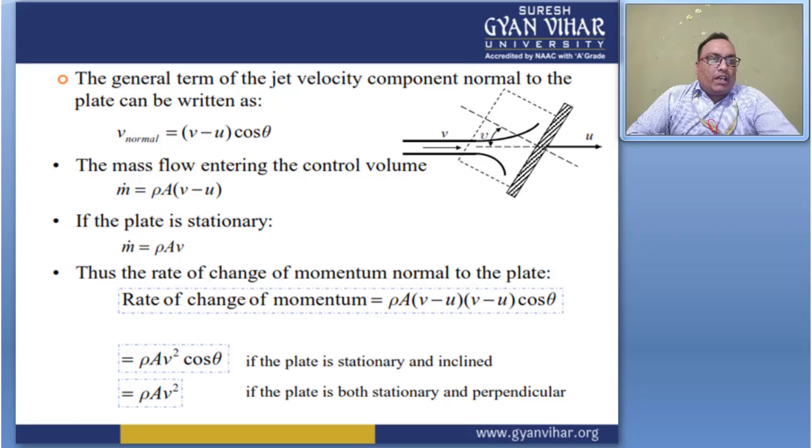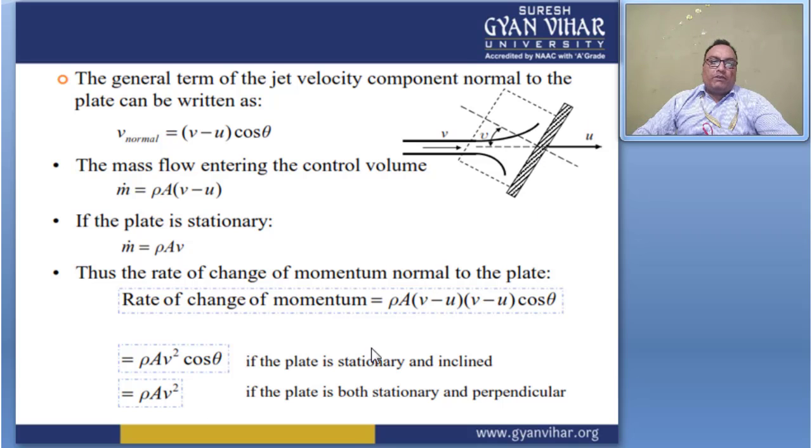So the mass flow entering the control volume gives m dot equal to rho a (v minus u). If the plate is stationary, then the mass flow rate is m dot equal to rho a v, and thus the rate of change of momentum normal to the plate is rho a (v minus u)^2 cos theta, and this is equal to rho a v square if the plate is stationary and perpendicular. So these are the two formulas regarding the plate angle.